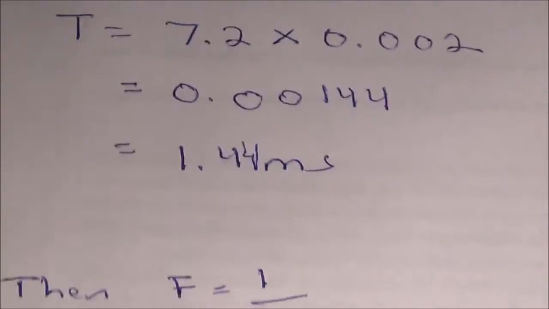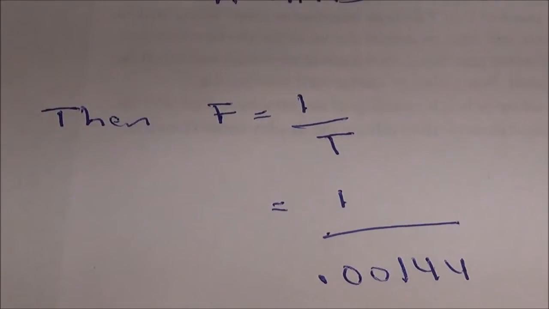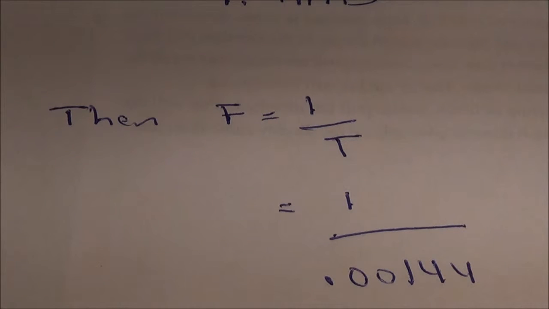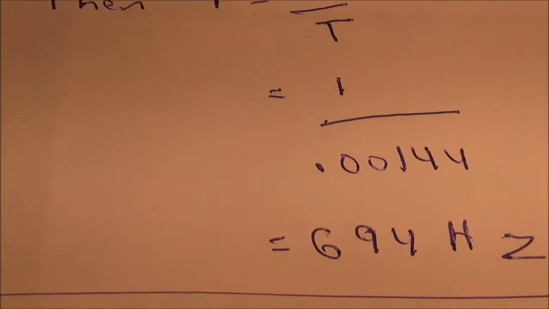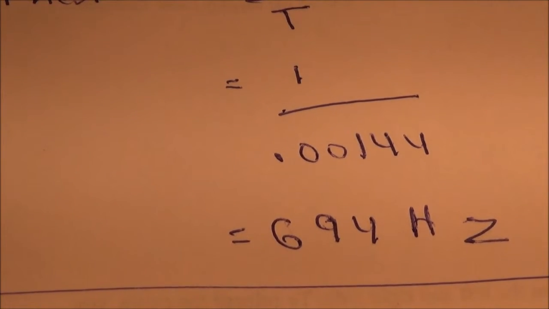Next, in order to get frequency, we use this formula: frequency equals 1 over the time period. So we take the 1 and divide that by 0.00144. That gives us 694 hertz.